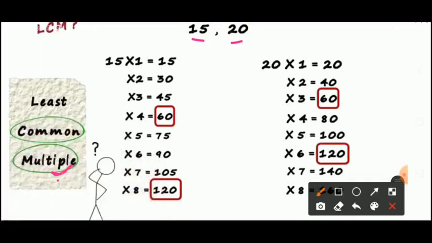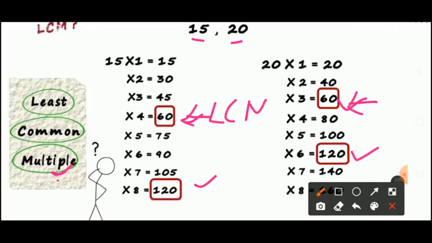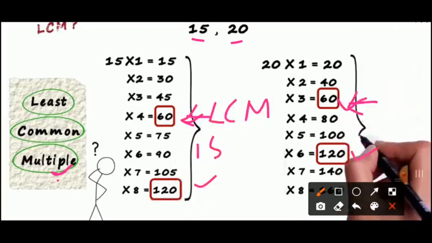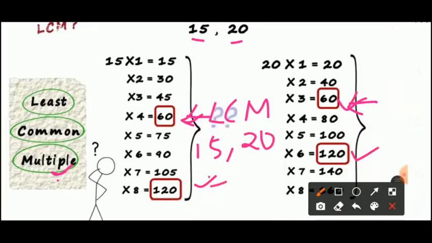Now let's come to least. Least means, out of these two common multiples, which is the least common, the smallest common. It is 60. So that's why the LCM of 15 and 20 is 60.